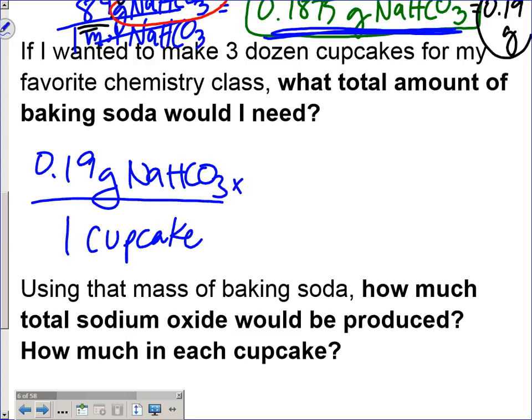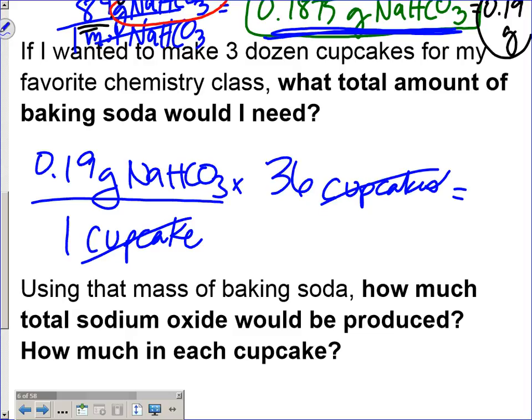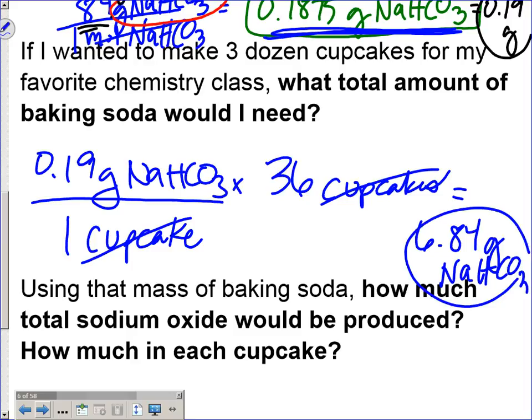And if I now have, how many cupcakes do I need? 36 cupcakes. I'm going to multiply this by 36 cupcakes. So then what unit cancels? Cupcake, yeah? And I do 0.19 times 36. What is that, by the way? 6.85. And that's 8.4. I'm just going to say 8.4, and then we're going to round in a second. So I need a total of this many grams of sodium bicarbonate to make enough cupcakes for this class, right?